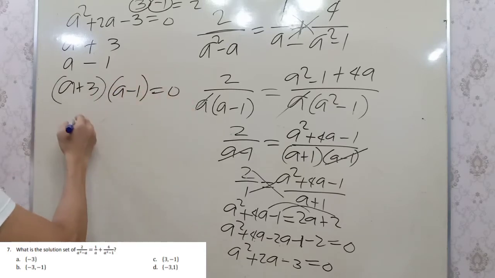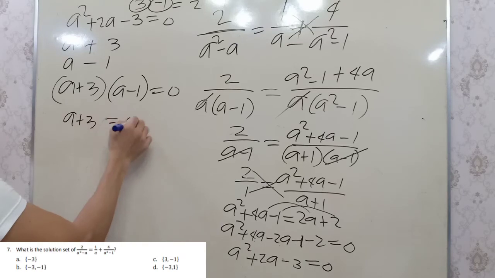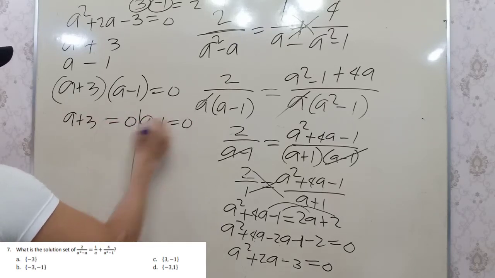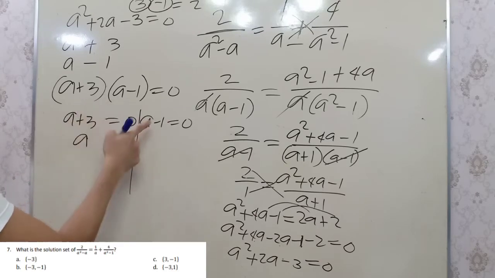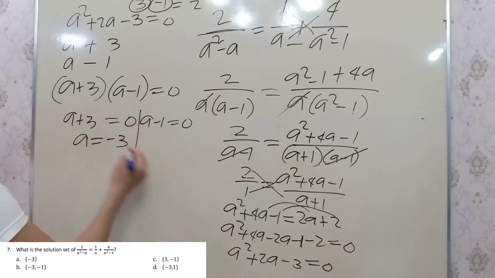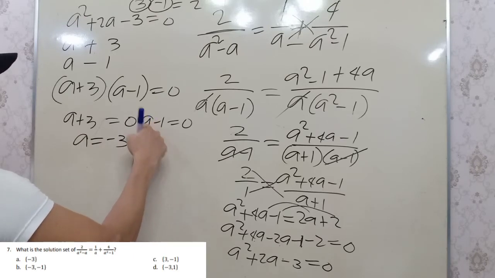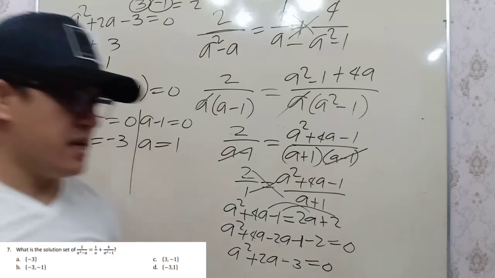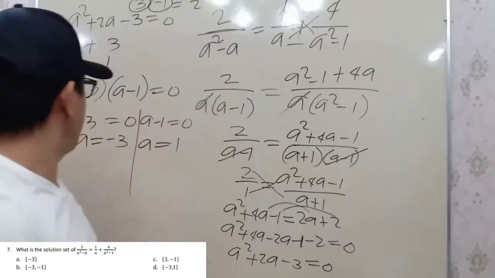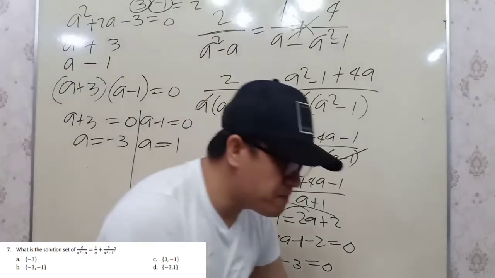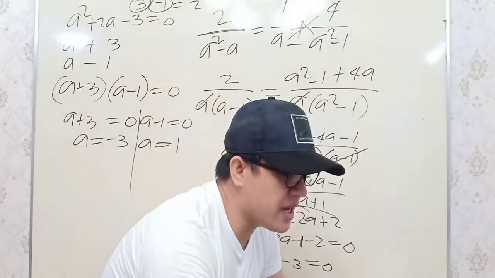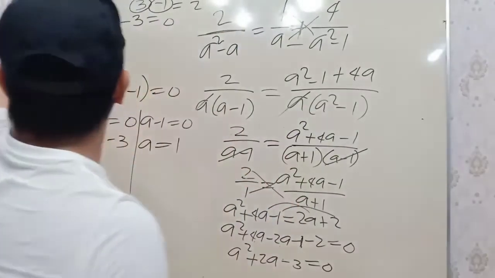Equate each factor into 0. A plus 3 is equal to 0. And then, a minus 1 is equal to 0. So, a, change that, transpose this. We have negative 3. Kasi positive siya, transposing that becomes negative 3. And a, negative 1 transposing the other side, that becomes 1. Okay? So, dalawa yung values natin dyan. Negative 1, no, it's 1 and negative 3. Okay, there we go. Next one, number 8.